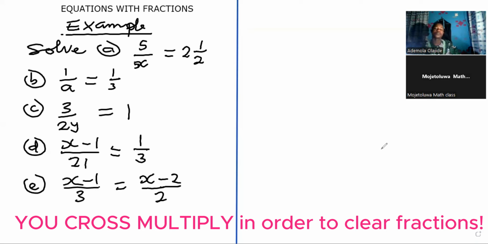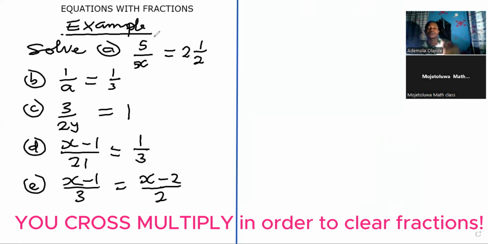So today we consider equations with fractions, and the following example will be taken. In our previous examples, we see that if you want to remove a coefficient, if it is the only coefficient that remains with your variable, with your letter that you want to find the value for, what you do is divide both sides by the coefficient of that letter.